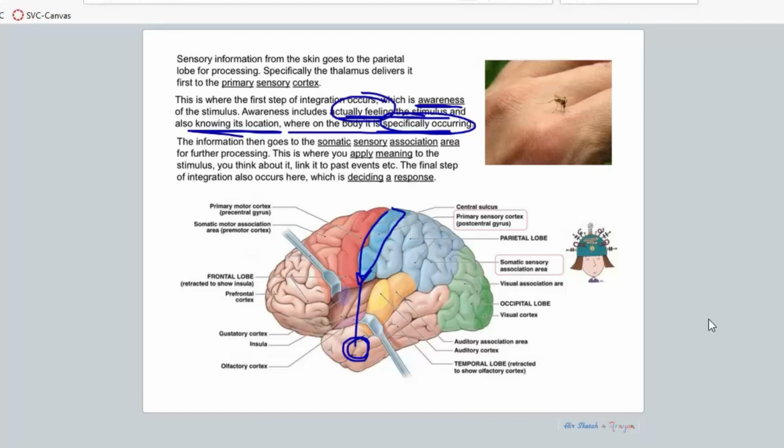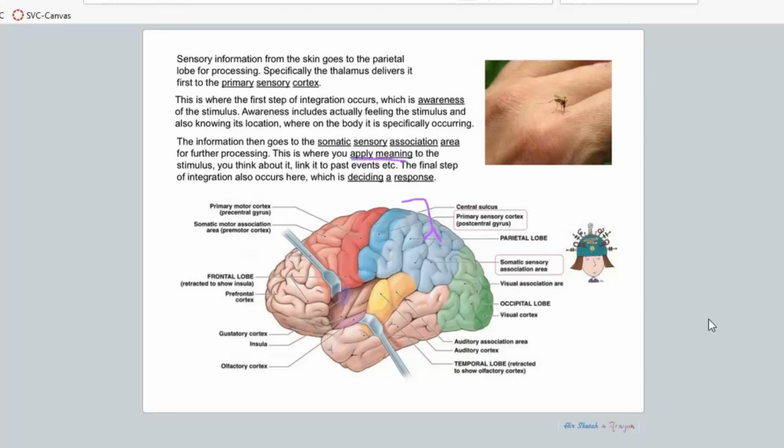After that awareness occurs, then that information is sent over to this other area over here that's also part of the parietal lobe. And this is called the sensory association area, the somatic sensory association area. And when that information hits this area, the sensory association area, that's where we actually give meaning to the stimulus. So once that information hits that, we give meaning to it.